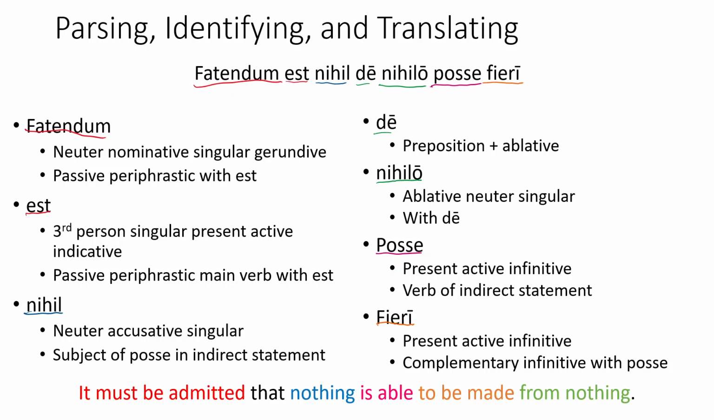Because facendum est is a head verb and is followed by an infinitive, we have an indirect statement. The verb of this indirect statement is the present active infinitive posse that has the present active infinitive fieri as a complementary infinitive. The subject of this infinitive combo is nihil, which is a neuter accusative singular. Remember that in indirect statement, the subject of the infinitive is in the accusative. There is no direct object, but instead the prepositional phrase de nihilo. De takes the ablative, meaning that nihilo is ablative neuter singular. Putting this all together, the sentence is translated as, it must be admitted that nothing is able to be made from nothing.